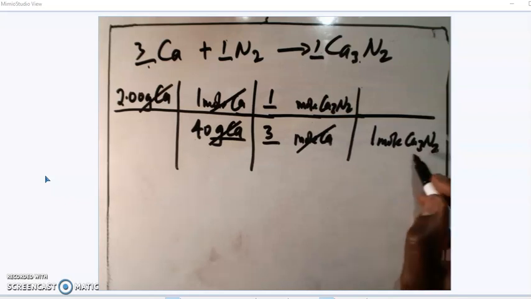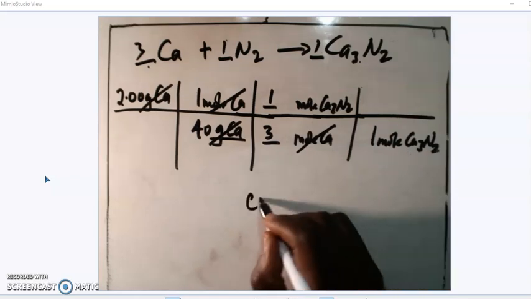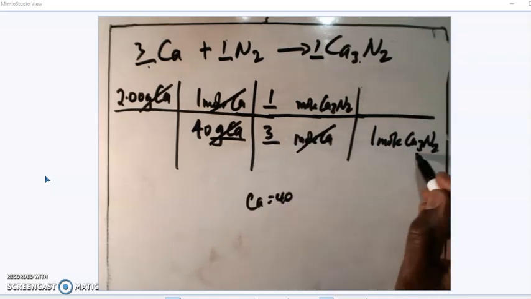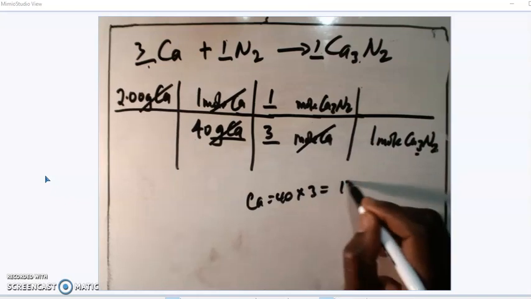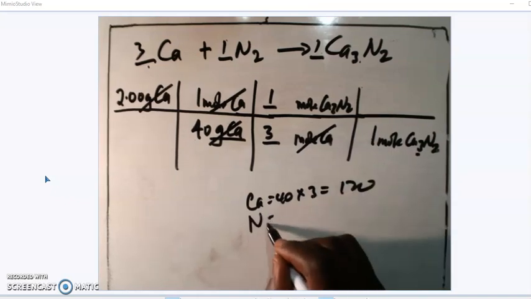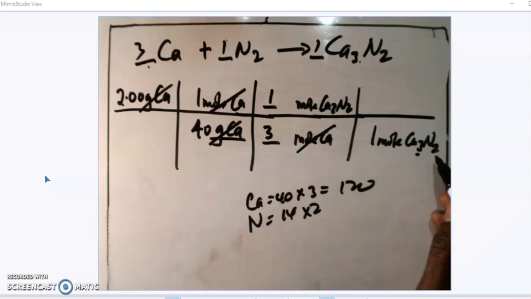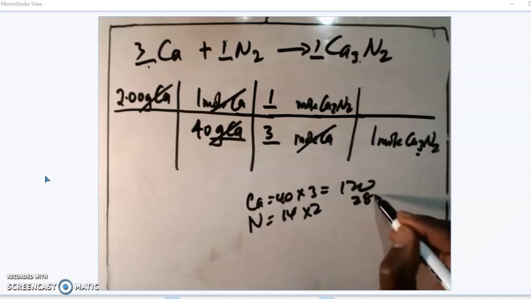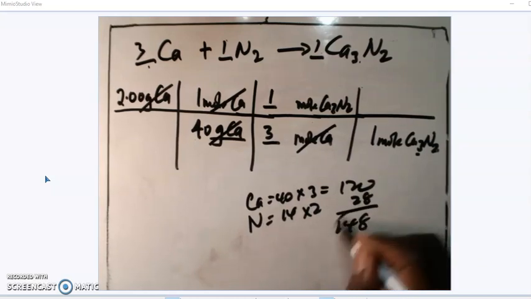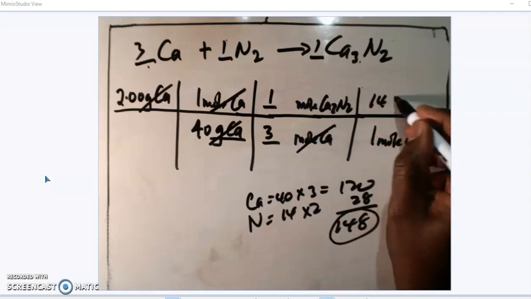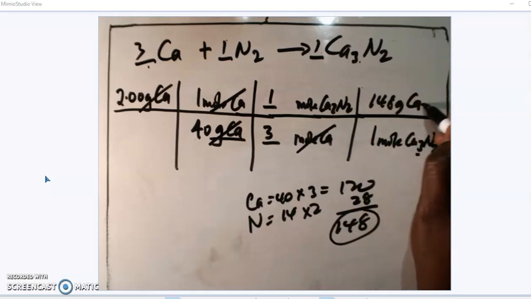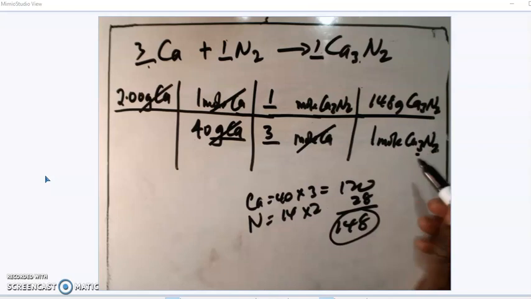So what you do now is to calculate the molar mass of calcium nitride. Calcium is 40, and you have 3 of that, that's times 3, that's 120. Nitrogen is 14 times 2, we have 2 of nitrogen, and that will be 28. So the answer is 148. So you have 148 grams of calcium nitride here. Alright?